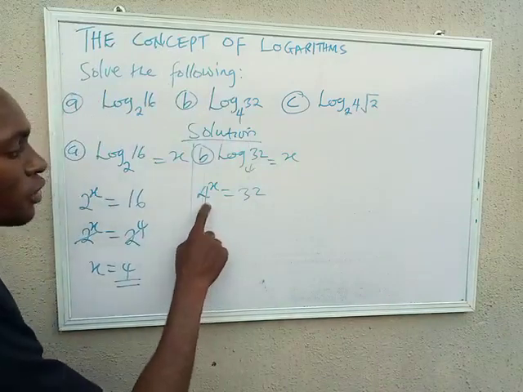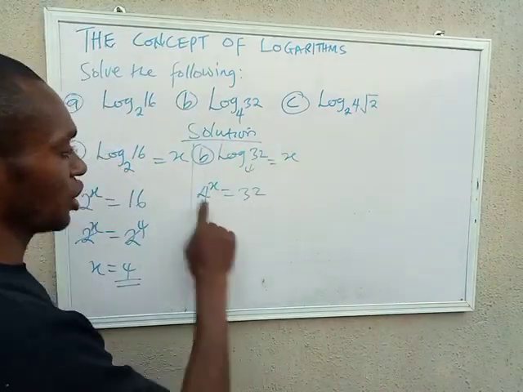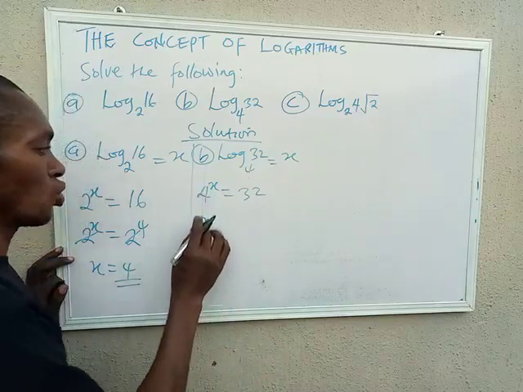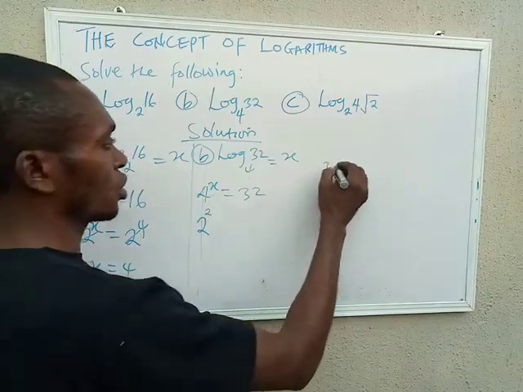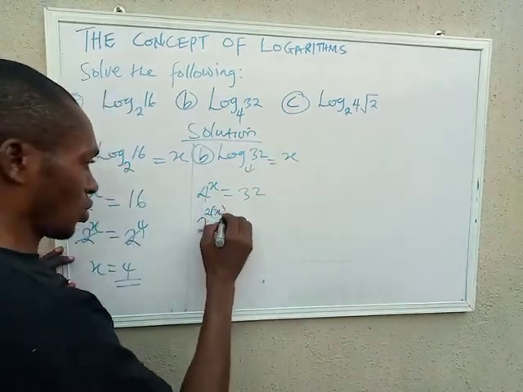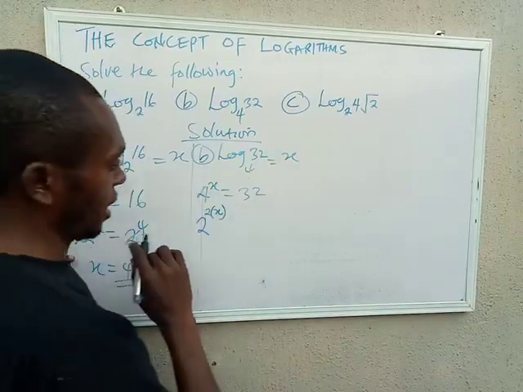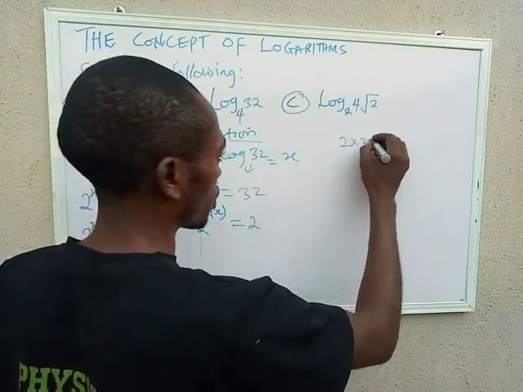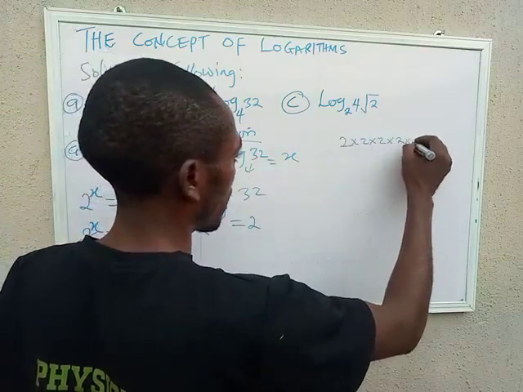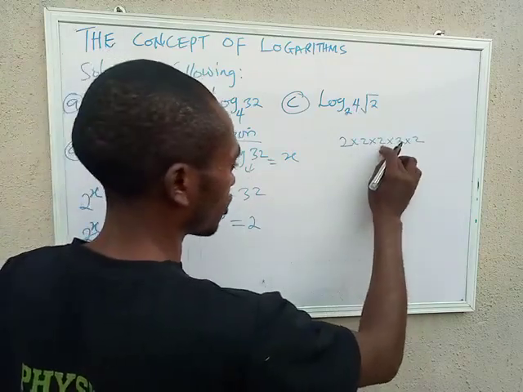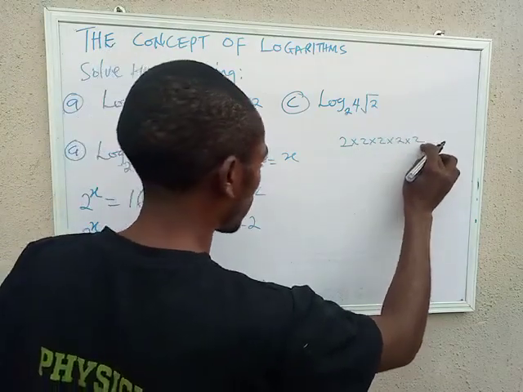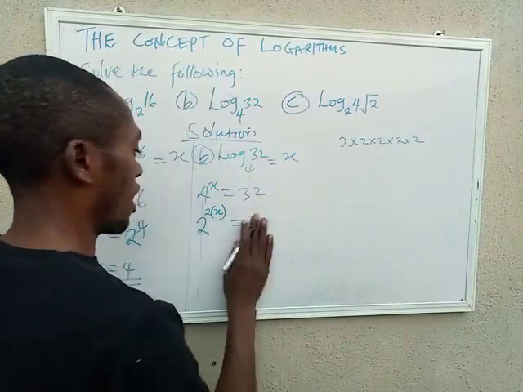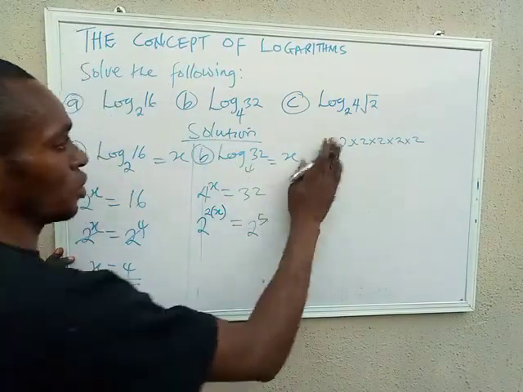That means I have to change this 4 to a particular base so that I can have the same base. I change 4 to base 2. So I can have 2 raised to the power of 2, because 2 times 2 is 4. Don't forget there's x already as the power of this 4. This equals 2 multiplied how many times to get 32? 2 times 2 is 4, times 2 is 8, times 2 is 16, times 2 is 32. So 1, 2, 3, 4, 5.